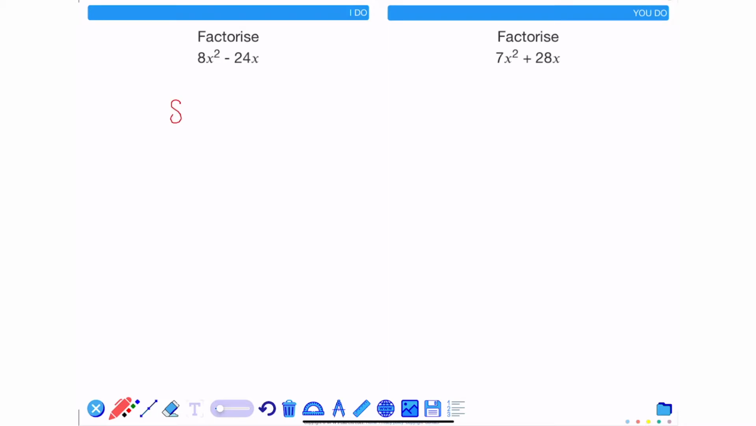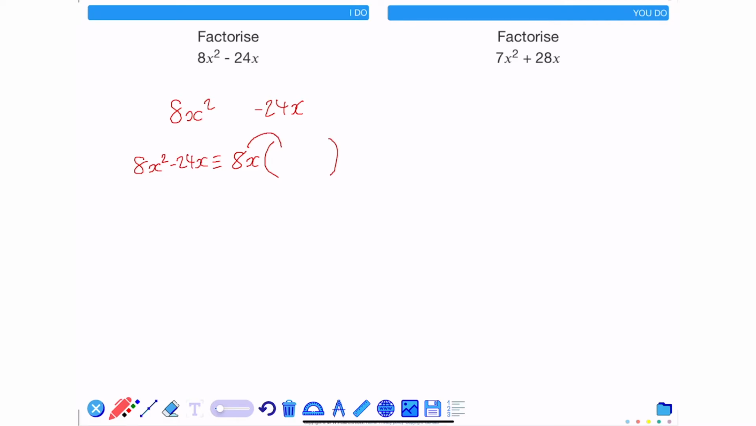So looking at 8x squared and minus 24x, the highest common factor of 8 and negative 24 is 8. The highest common factor of x squared and x is x, and this will be the factor that appears on the outside of my brackets. Now when I expand out these brackets, I expect to get exactly the same expression that I started with.